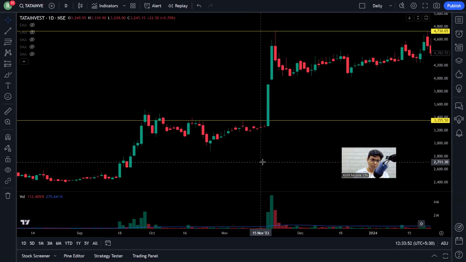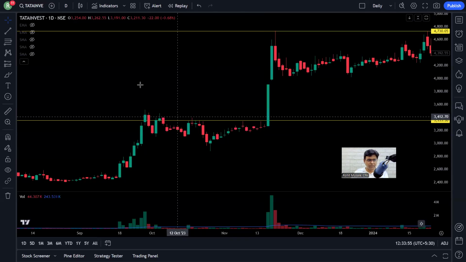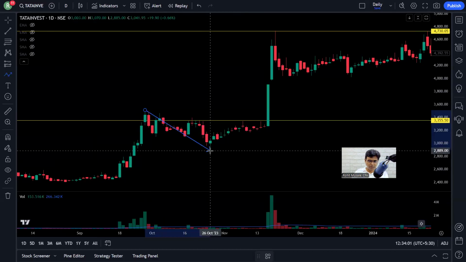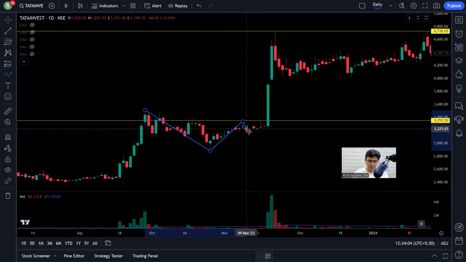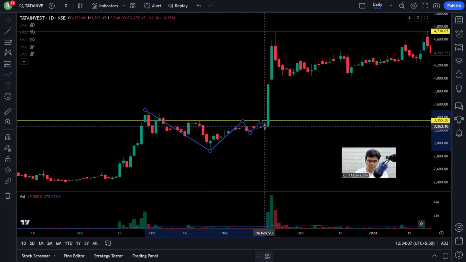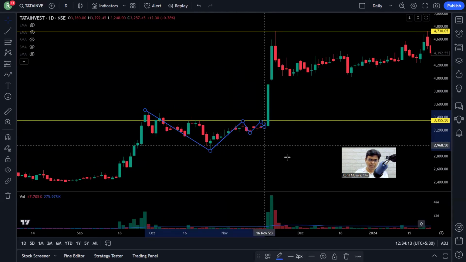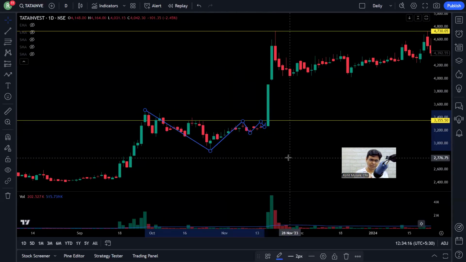Number two, more points in the base. As you can see, if I draw the consolidation in this base, this is point one, point two, point three, point four, point five, point six. So there are 6 points in this base. That means there are 3 contractions in the base. The more the number of contractions, the more the number of points, higher is the quality of the base. Some bases have 8 points. 10 points are very rare, but some bases have 8 points, which is 4 contractions. The more the number of points, the better is the base.